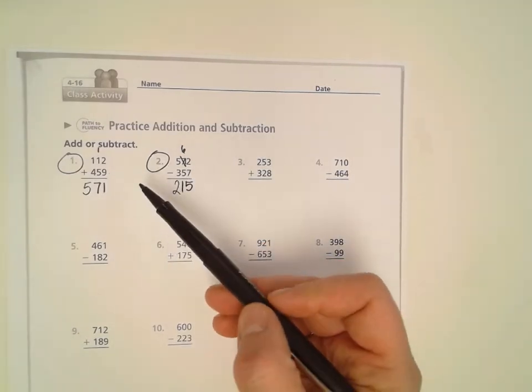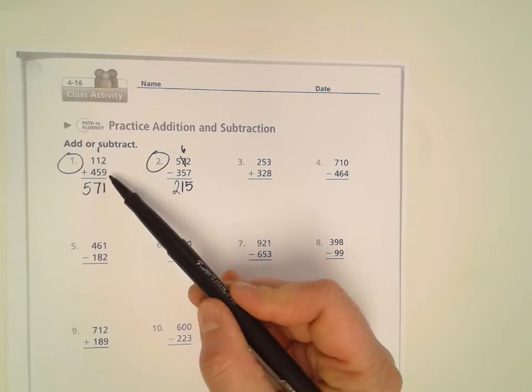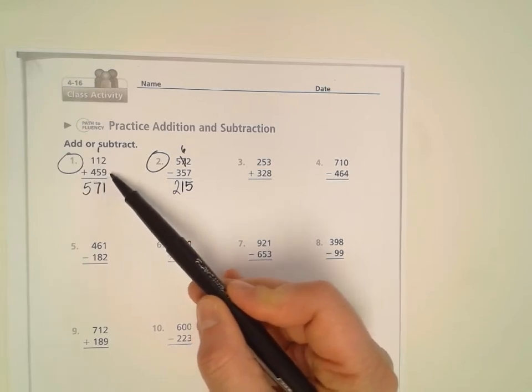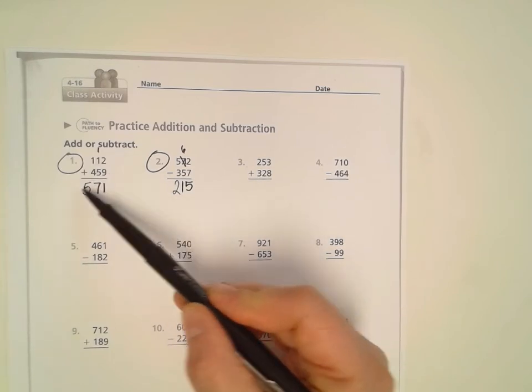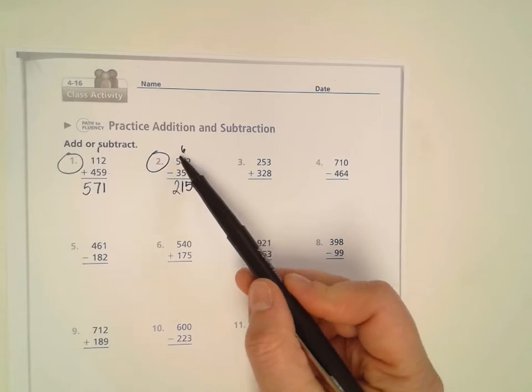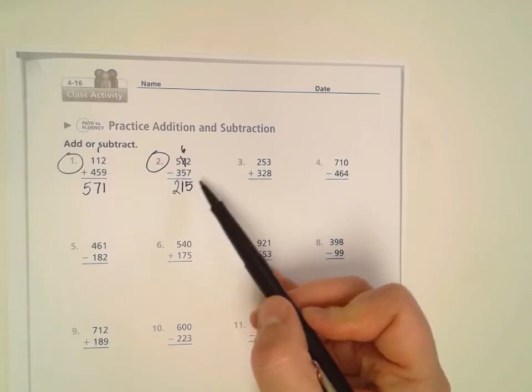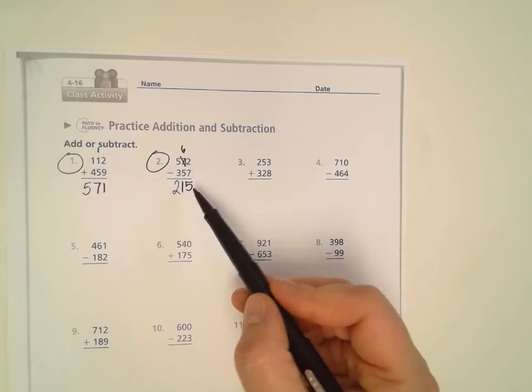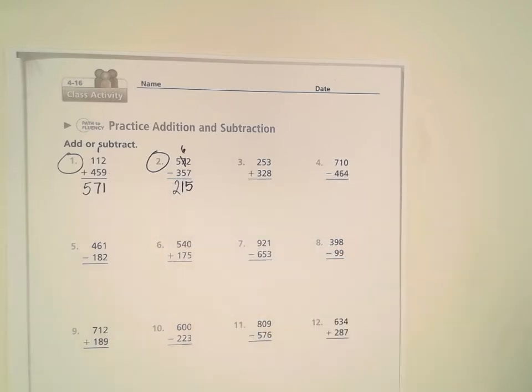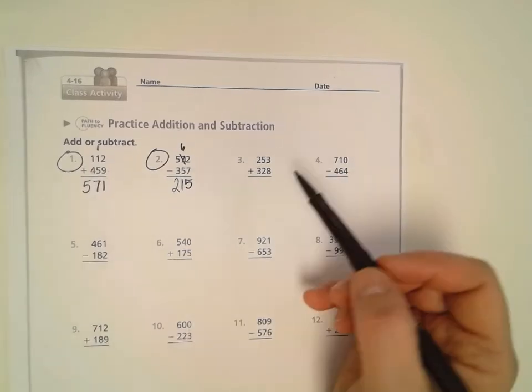So we have 100 plus about 4, and we're going to round up a little bit to 500. 100 plus 500 gives about 600. That answer makes sense. I have 572, that's about 600, minus about 400 is going to give me about 200. Yep, that makes sense too. All right. So those are the problems I'm going to have you do on that page.